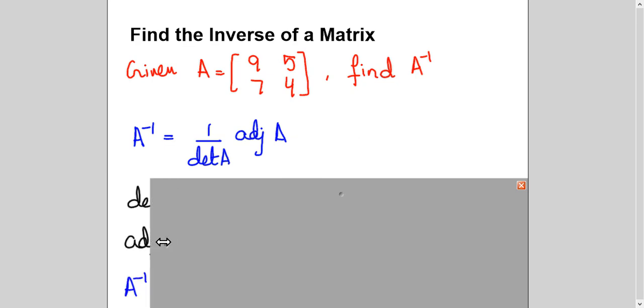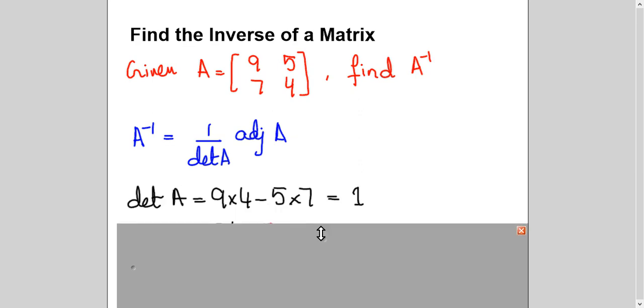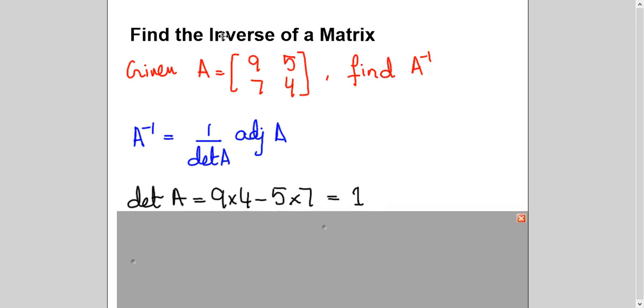So first of all, let's see the determinant of A, right? Okay, so when you look at the matrix, the diagonal which is like this, it is called leading diagonal or principal diagonal, right? So in determinant, you multiply the elements, these are called elements of the leading diagonal. So 9 multiplied by 4 minus whatever the elements on this diagonal, 5 into 7. So the determinant of A is 1. So 9 4s are 36 minus 7 5s are 35. Now determinant of A is 1.